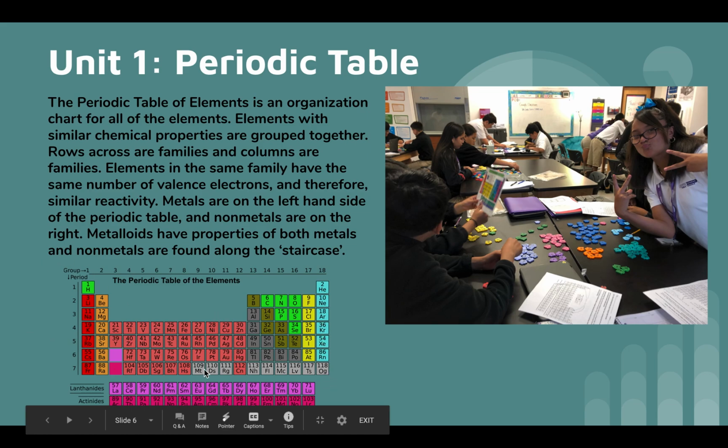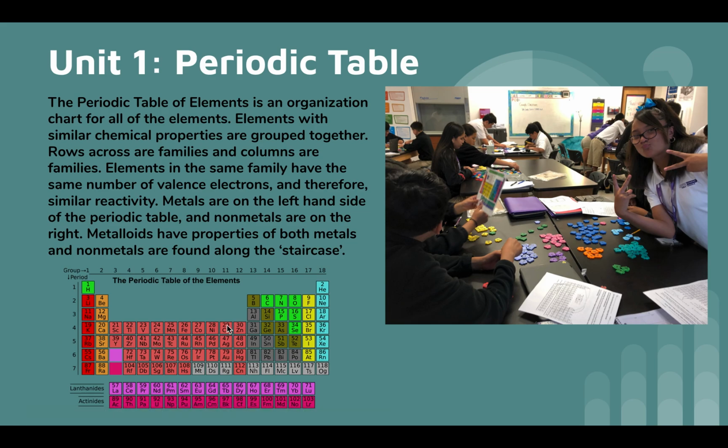Remember, our metals are on the left side, nonmetals are on the right, and here we have our staircase. These are metalloids, okay?